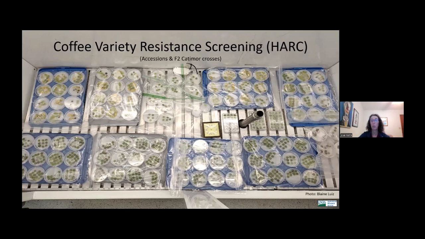This material was developed and planted in a field on Oahu, but screening could never take place locally because the pathogen was not here and not something we wanted to bring in. So they started sending material to us, and we started screening this material as rapidly as possible.